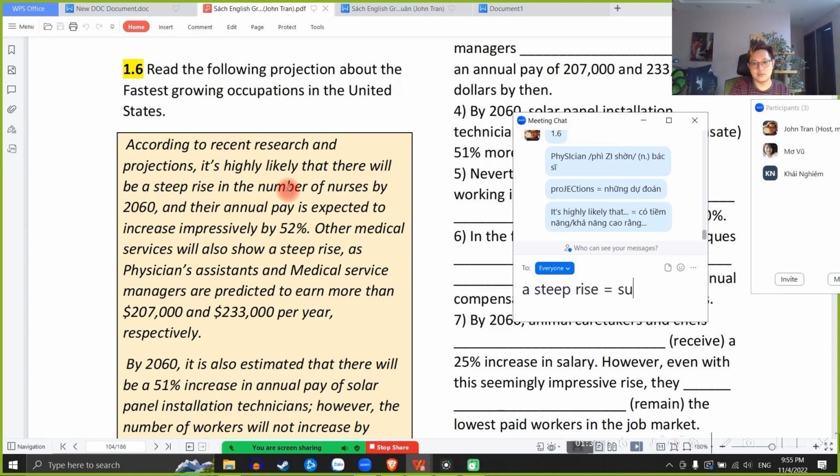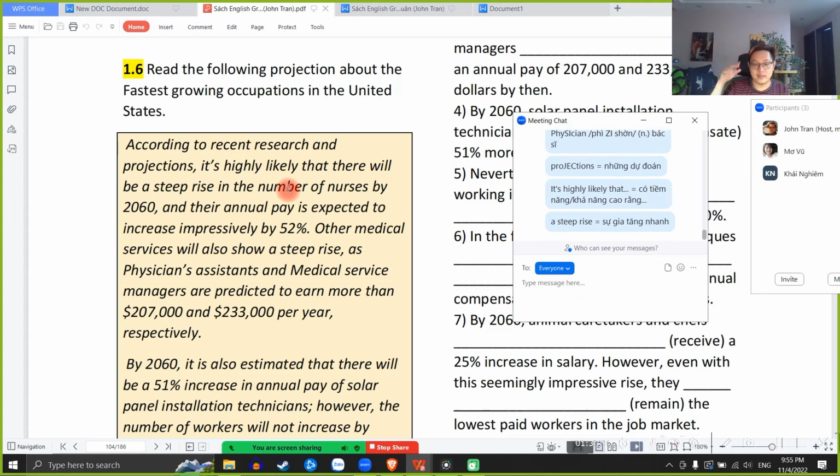A steep rise, một sự gia tăng rất dốc, tức là một sự gia tăng nhanh đó. A very fast increase, một sự gia tăng rất là dốc, rất là nhanh trong số lượng những cái người y tá điều dưỡng vào năm 2060. Và cái their annual pay, annual là hàng năm nè, tiền lương hàng năm của họ thì được mong chờ là sẽ gia tăng một cách ấn tượng bởi là một cái khoản là 52%.